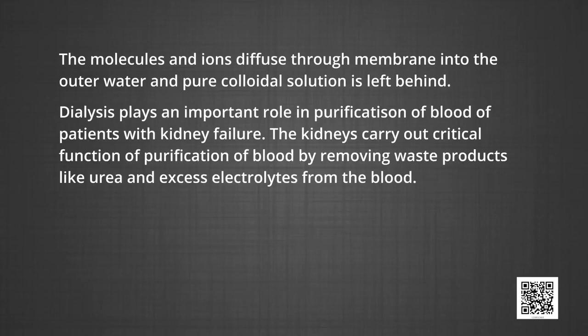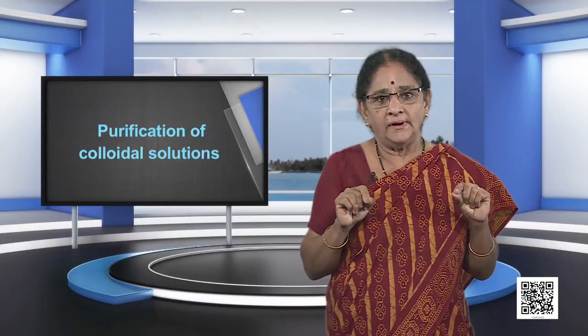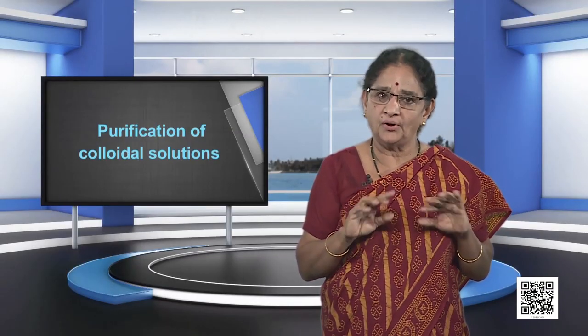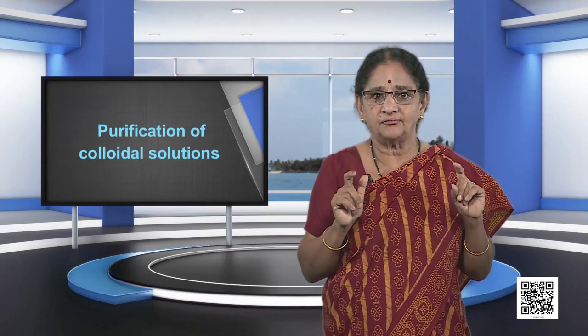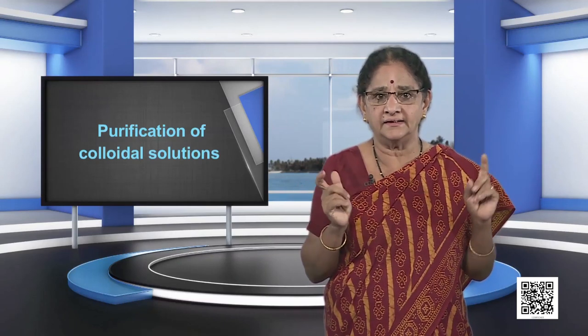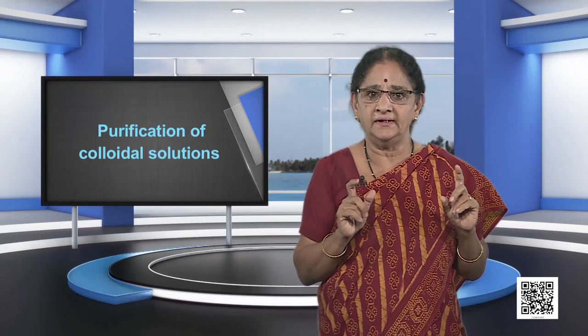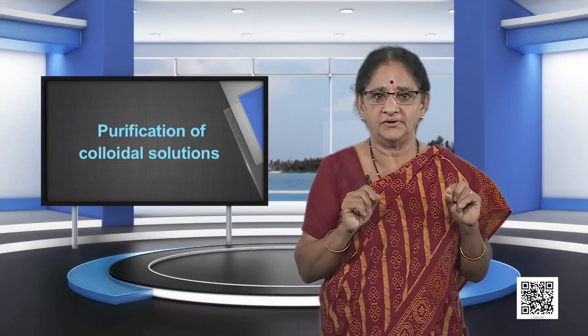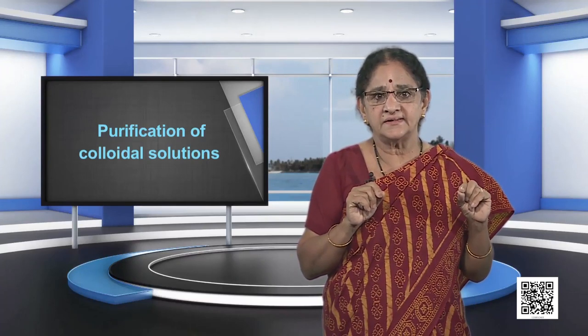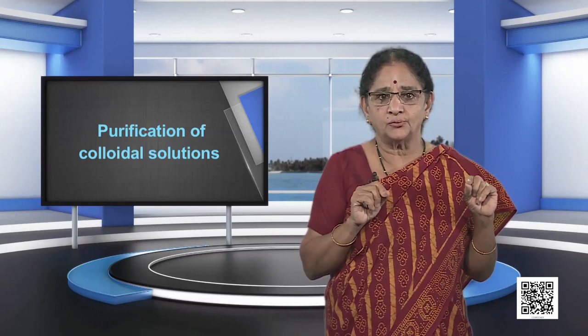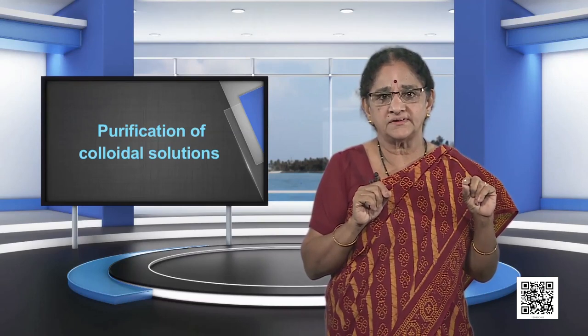Dialysis plays an important role in purification of blood of patients with kidney failure. The kidneys carry out the critical function of purification of blood by removing waste products like urea and excess electrolytes from the blood. When the kidneys fail to function partially or totally, the purification of blood has to be carried out externally, that is outside the human body, with the help of an artificial kidney machine, which works on the dialysis principle. The blood is passed through the machine where the harmful products are filtered out.